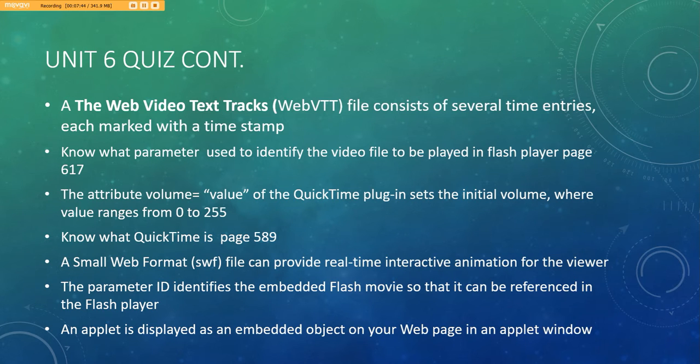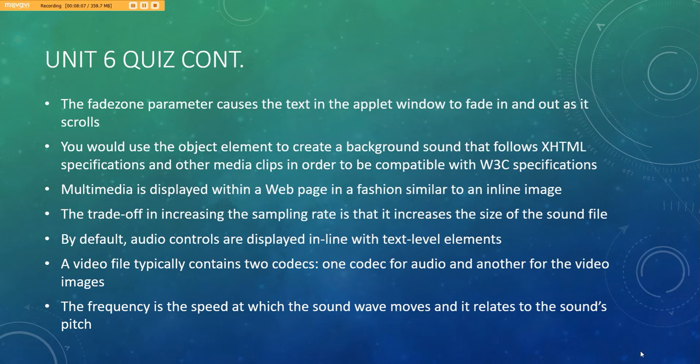A small web format, SWF file, can provide real-time interactive animation for the viewer. The parameter ID identifies the embedded Flash movie so that it can be referenced in the Flash player. An applet is displayed as an embedded object on your web page in the applet window. The fade zone parameter causes the text in the applet window to fade in and out as it scrolls.